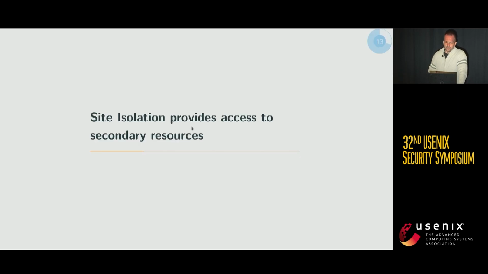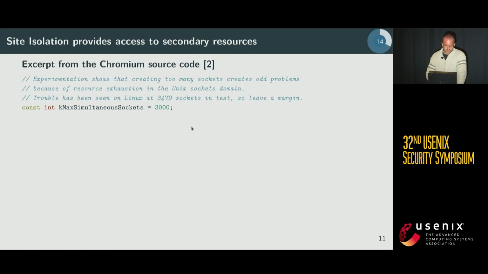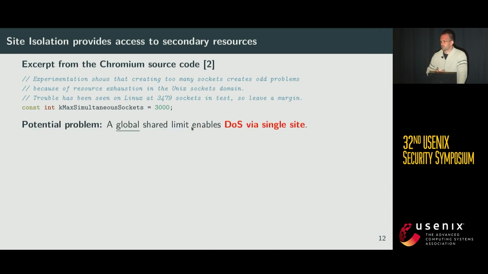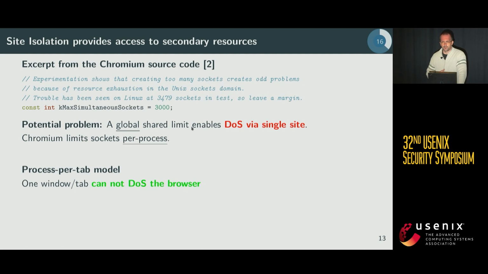But there are other problems. Site isolation provides access to secondary resources. Let's take a look at the Chromium source code. As you can see here, Chromium defines a limit of 3,000 sockets. And in case this would be a global limit, this could raise a potential problem. If an attacker website would simply allocate 3,000 sockets, no sockets would be left for other sites to use, resulting in denial of service. However, Chromium does things differently and limits sockets per process.